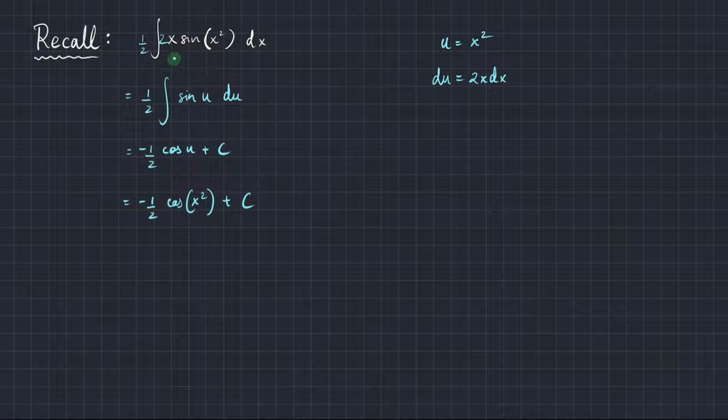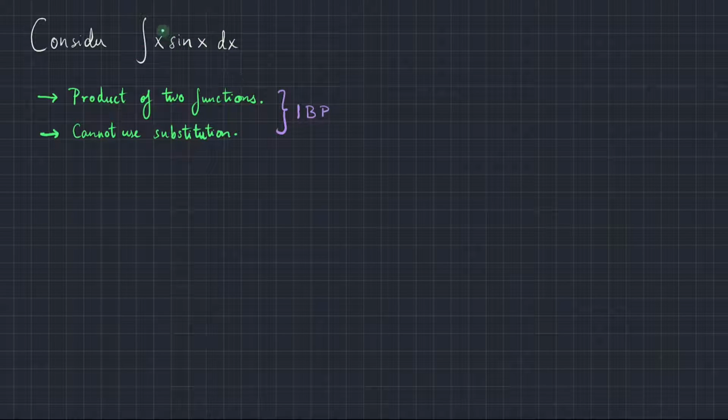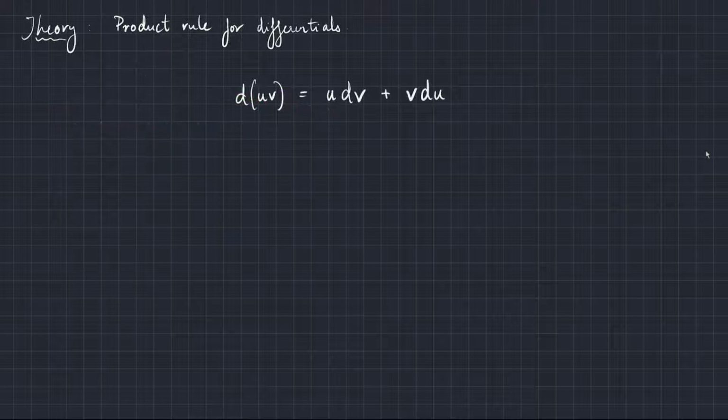But in this example, it was very convenient that x could be written as 2x, which is the derivative of x squared. If you see an example like this though, where x cannot be written as the derivative of what's inside the sine, there's no way to do this by substitution. So this is a product of two different functions, x and sine x, and we cannot use substitution here. This is a good sign that integration by parts must be used. Let's develop the theory for integration by parts.